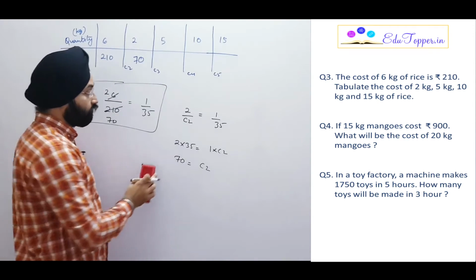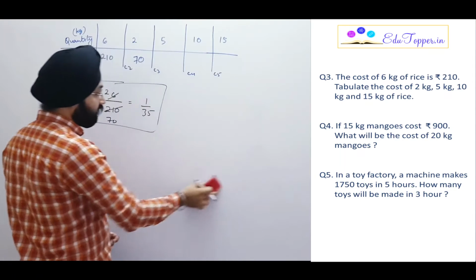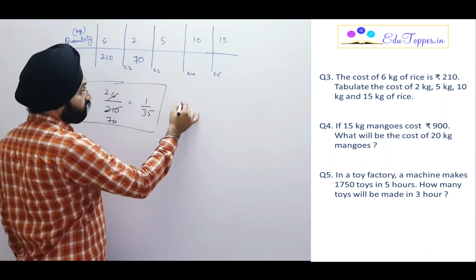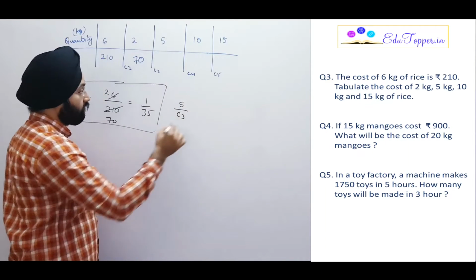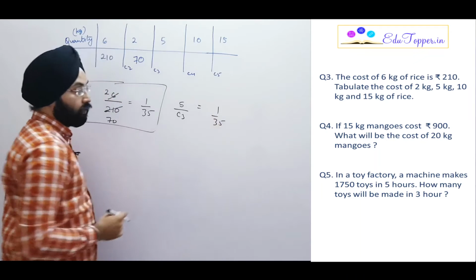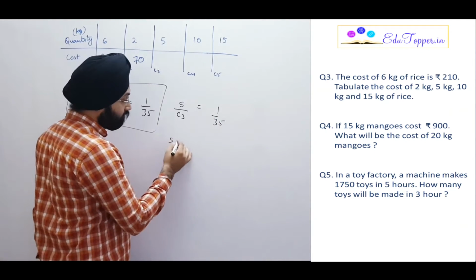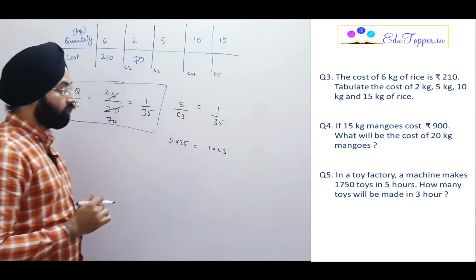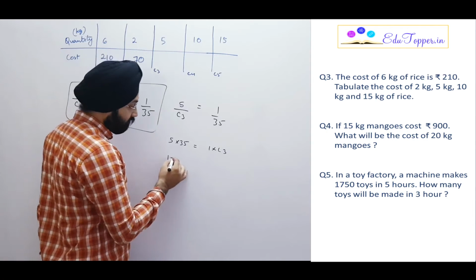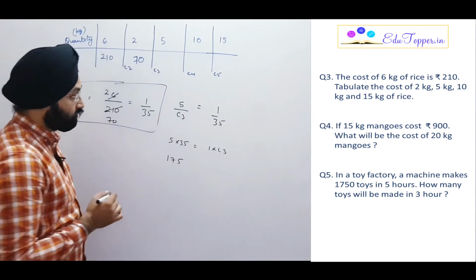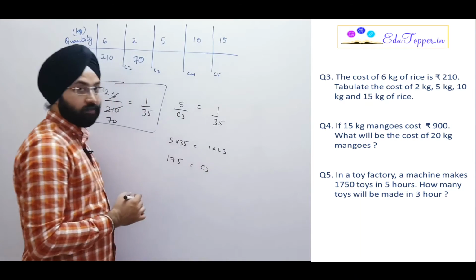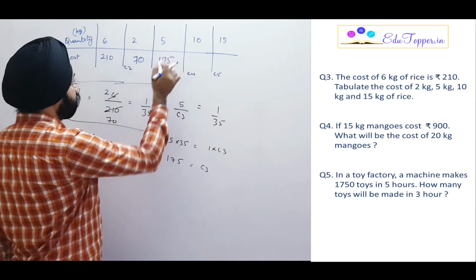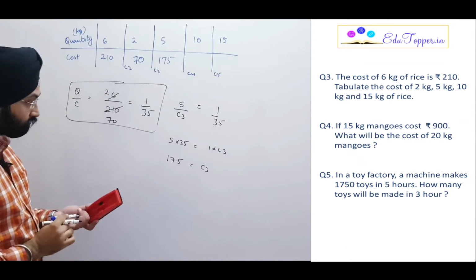Similarly, by the same rule, we'll find out the other missing quantities. 5 by C3 should also be equal to 1 by 35, right? So 5 into 35 will be equal to 1 into C3. 5 into 35 is 175, right? So the value of C3 is 175. So we found out C3, 175.